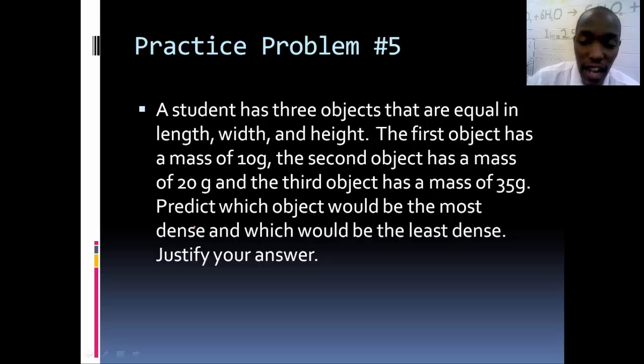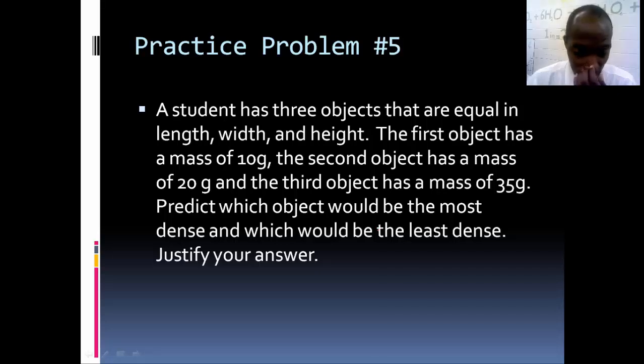Alright, and lastly, this is the last practice problem. Again, take time, work it out, do it yourself, then play the video, and then check yourself. Alright, a student has 3 objects that are equal in length, width, and height. The first object has a mass of 10 grams, the second object has a mass of 20 grams, and the third object has a mass of 35 grams. Predict which object will be the most dense and which will be the least dense.